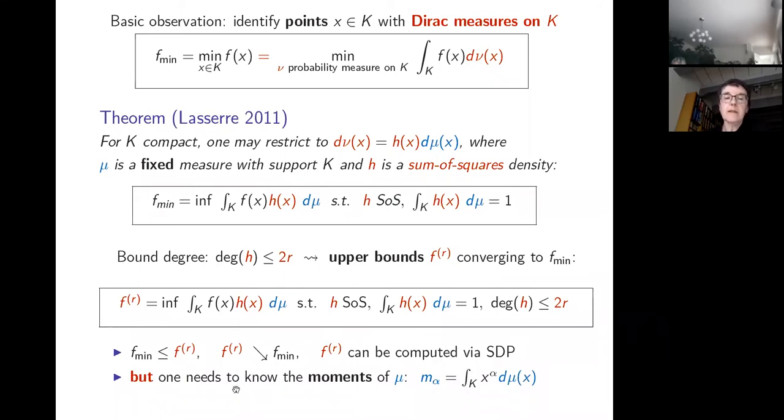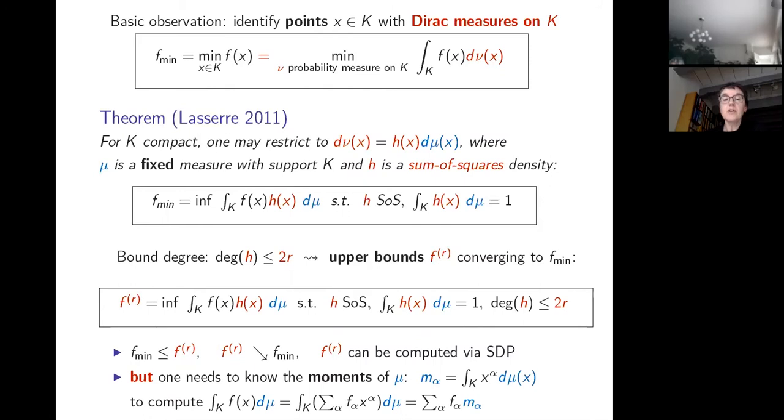But there is a but, which is that in order to compute all these things, you need to know the moments of the fixed measure you have considered. The moments are just the integral of x^alpha d mu. Because if we look at the integral of f d mu for a polynomial, then you see that if you express f in the monomial basis, then you can express it linearly in terms of the moments. So if you want to compute this bound, you need to know the moments.